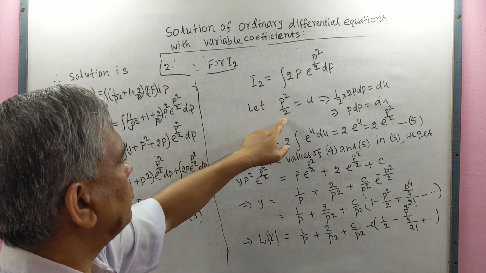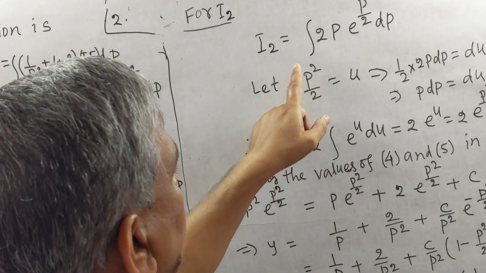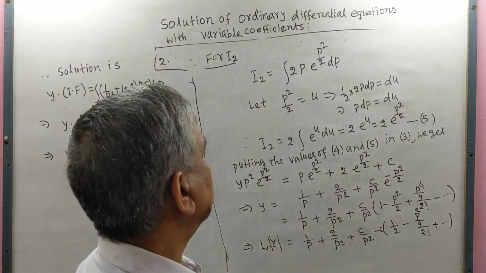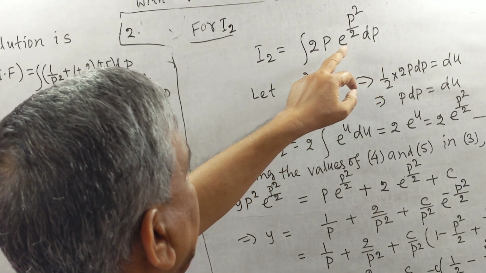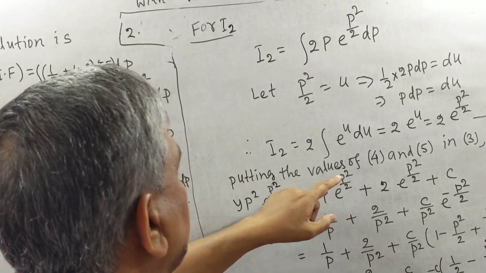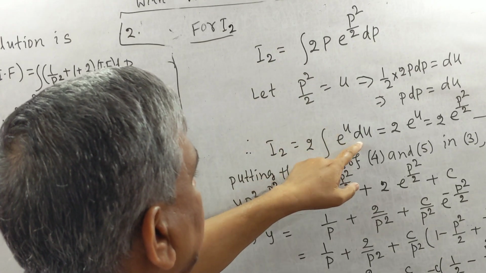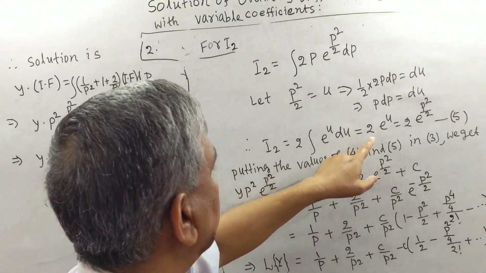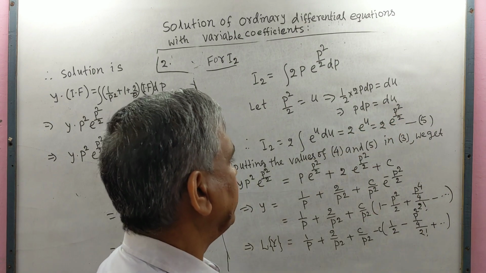Let p square by 2 be u, implies that 1 by 2 into 2p dp equal to du, implies that p dp equal to du. We put here p dp equal to du and e to the power p square by 2 is e to the power u. So we get 2 outside, e to the power u du. Integration of e to the power u is e to the power u, so 2 e to the power u, means 2 e to the power p square by 2.